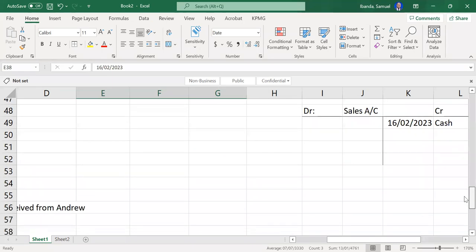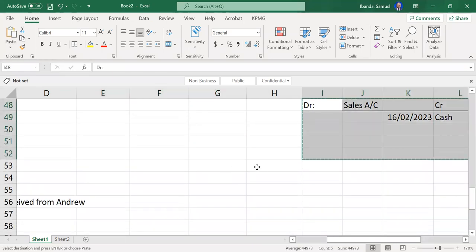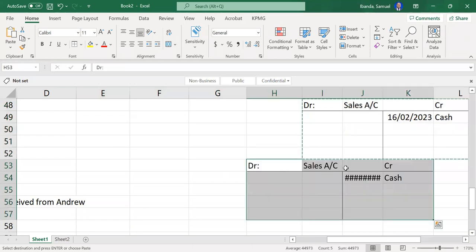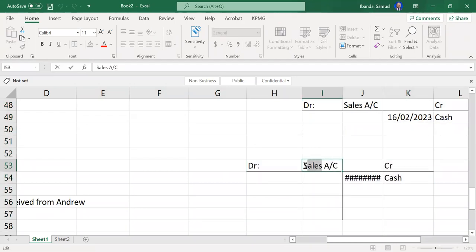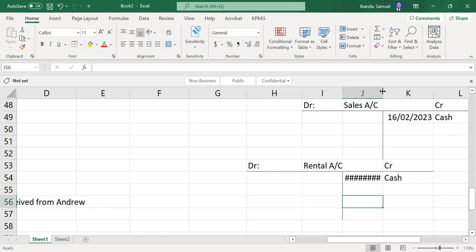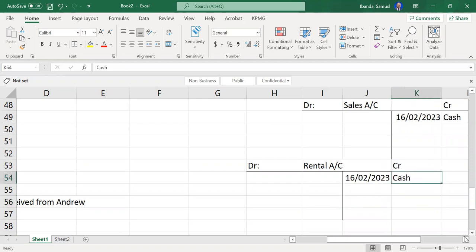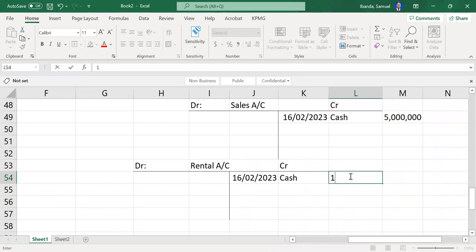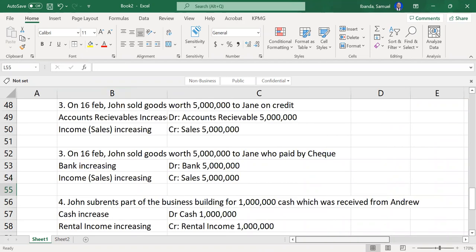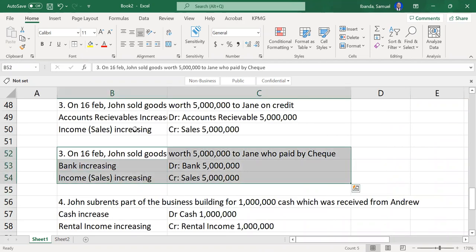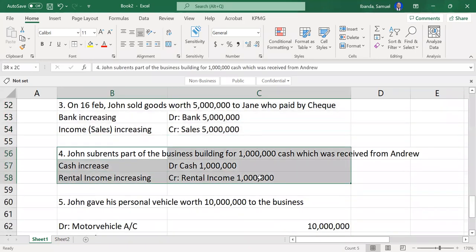So what I'll do is draw up my so-called rental account. And on the same day, 16th, I record my cash of 1 million. So that is what I'll do when it comes to this transaction of subrenting.